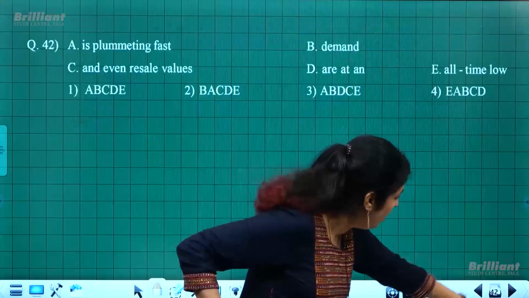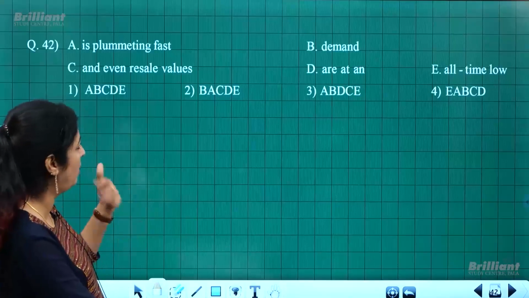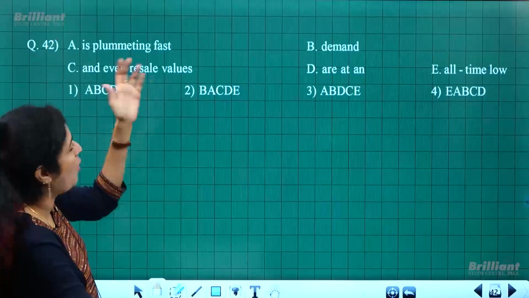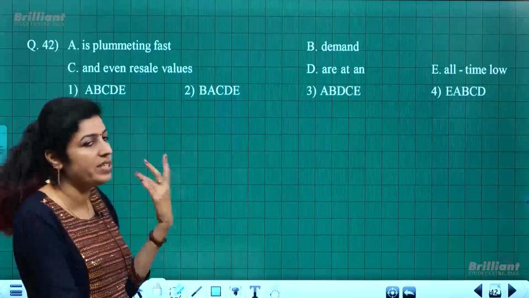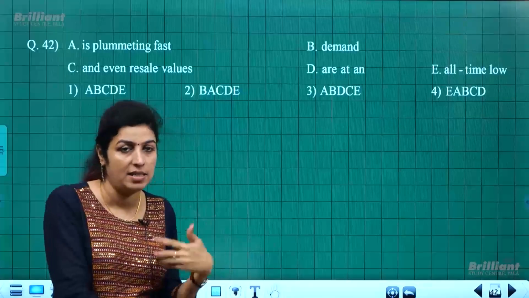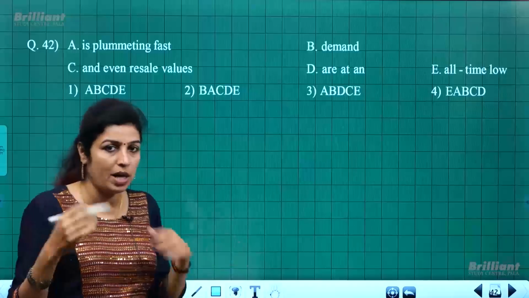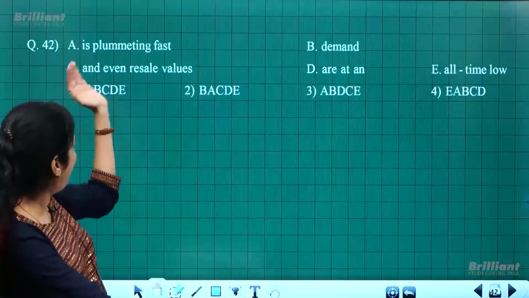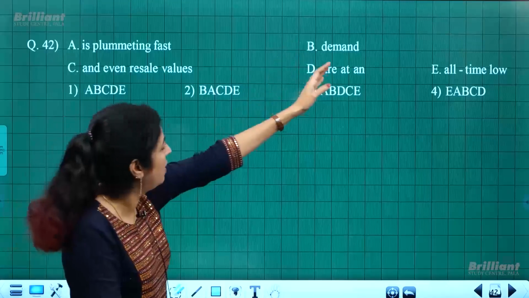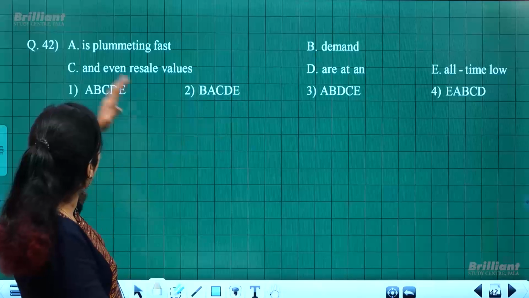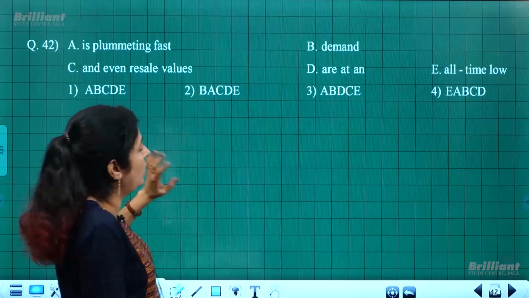Okay. Next, let us try the same technique. Let us see, will it work or not? When you start with the very first option, "is plummeting fast." Obviously, it doesn't make any sense to start a sentence with "is." After all, it's not a question. If it were a question with a question mark at the end, it would have been sensible. So A cannot be taken as the first option. Let us see the second option: "Demand and even resale values are at an all-time low, is plummeting fast." That also cannot be taken.